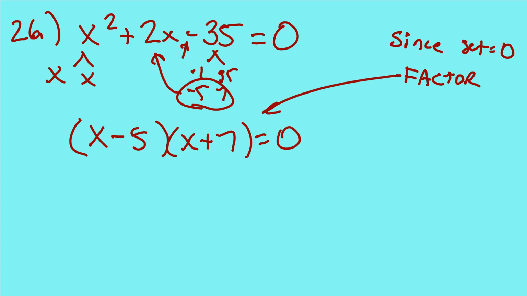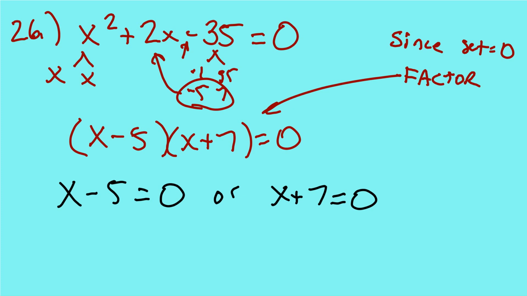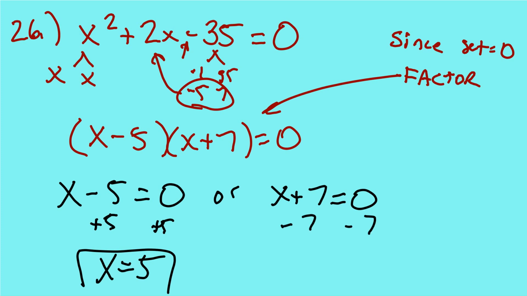Now that it's factored, I have to set each parenthesis equal to 0. So I'm going to say x minus 5 equals 0, or x plus 7 equals 0. Now I have two equations that are very easy to solve. I add 5 to both sides. My first answer is x equals 5. I have another answer. That's why it says or there. I could have two answers. X plus 7, I subtract 7 from both sides. I get x equals negative 7. And that's it for 26.